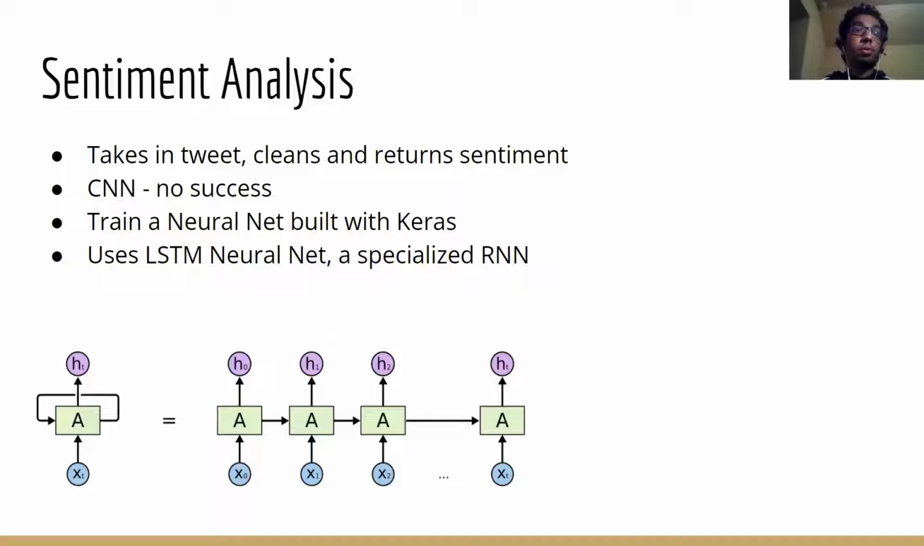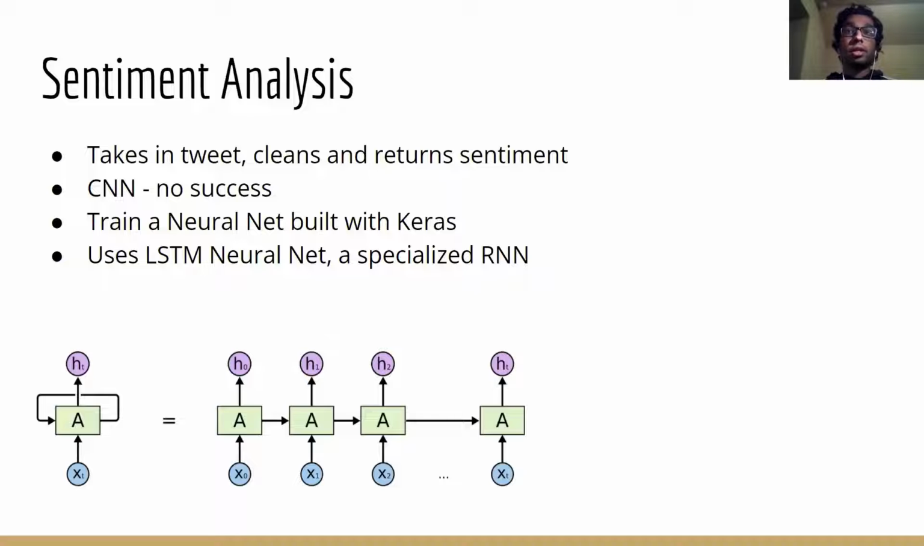As we can see at the bottom, a traditional neural network will just take an input X, pass it to a node A, and put out an output H. But in a recurrent neural network, we are able to have another output that sends a little bit of information to any given node inside the neural network.